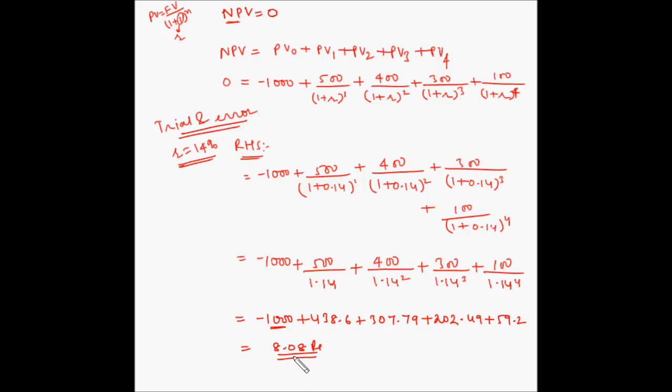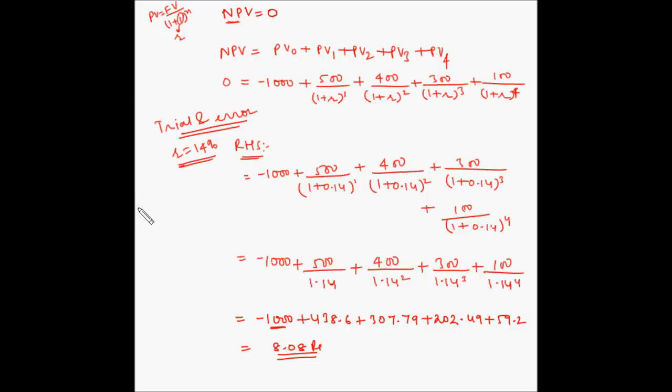So what that means is we need to lower the right hand side. Now if you have to lower the right hand side, we have to increase the denominator. So if you have to increase the denominator, let's take the next number, which is 15%, and let's see what value we get with 15% as the rate of return.